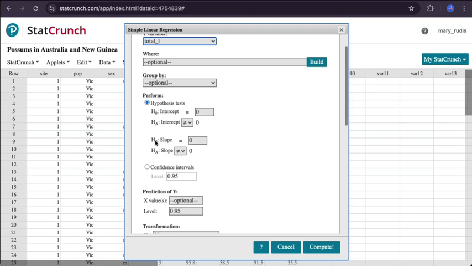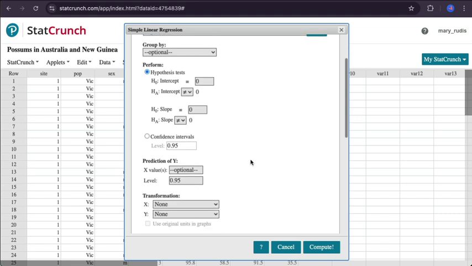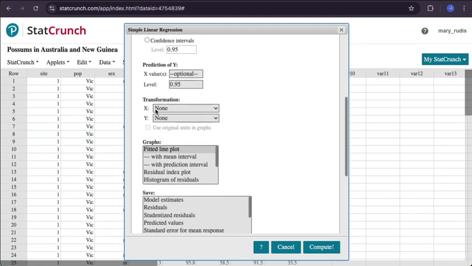And when the slope is 0, that's when you have an indication that there is no correlation between these two variables. When the slope is not equal to 0, then we have an indication that there is a correlation between the two variables, either positive or negative, depending on what the slope is. So the confidence level is going to be 0.95, so that is fine. We don't need to transform either the x or the y variable in this situation.